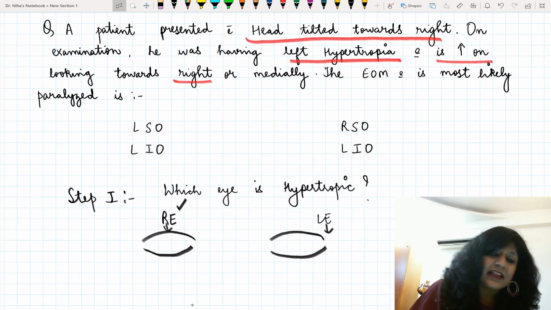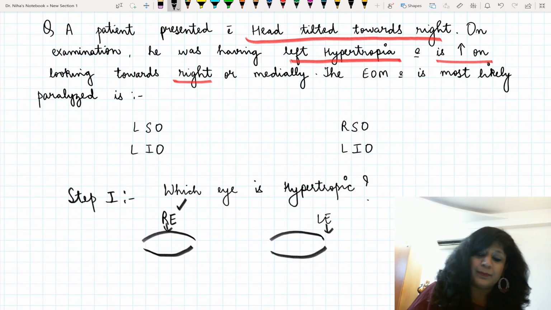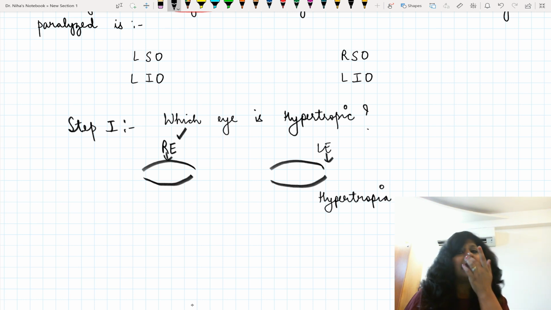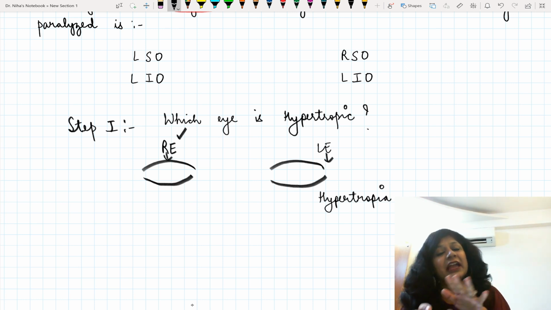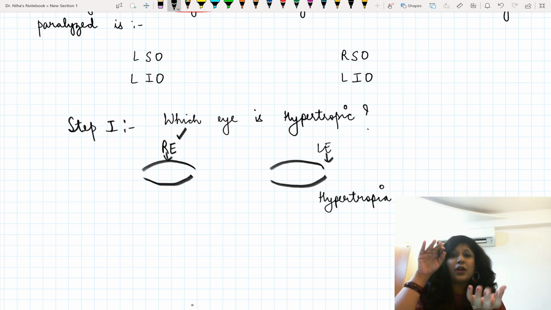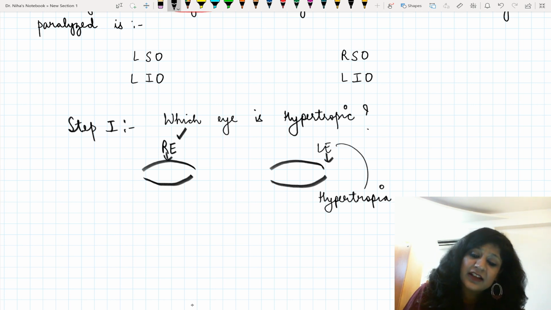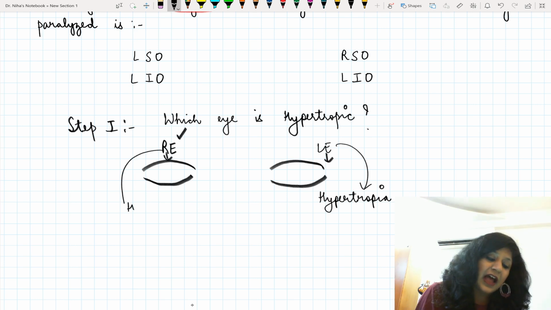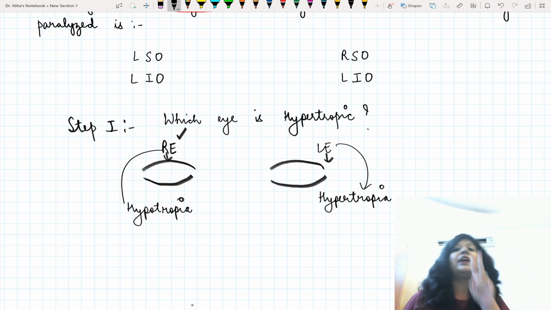Okay, so step number 1 is to look at which eye is having hypertropia. Now they say that the left eye is having the hypertropia. So the left eye, I will say, is having the hypertropia. Now, when they say that one eye is having hypertropia, maybe the other eye is having hypotropia, and because this eye has gone down, there is a relative hypertropia of the other eye. So when they are saying there is left eye hypertropia, maybe there is right eye hypotropia. So now there are 2 possibilities.